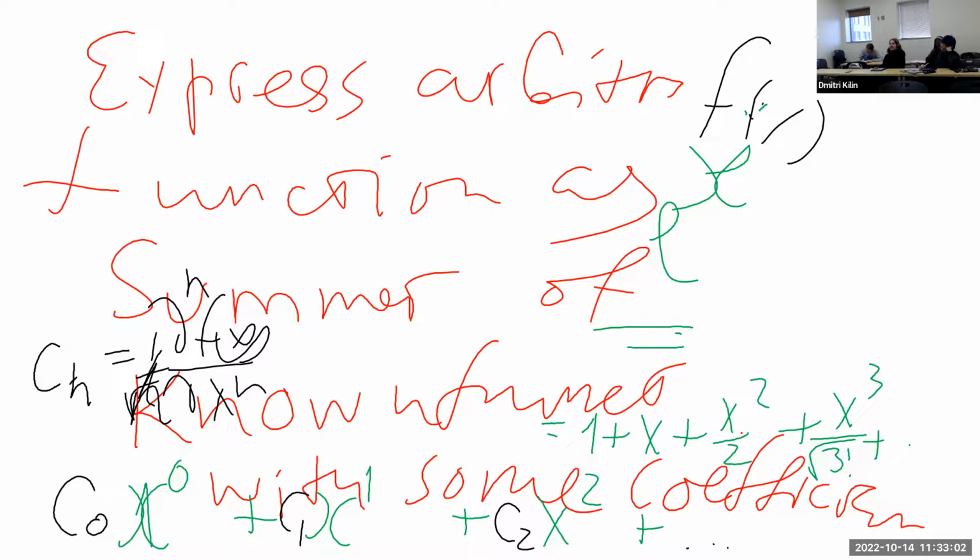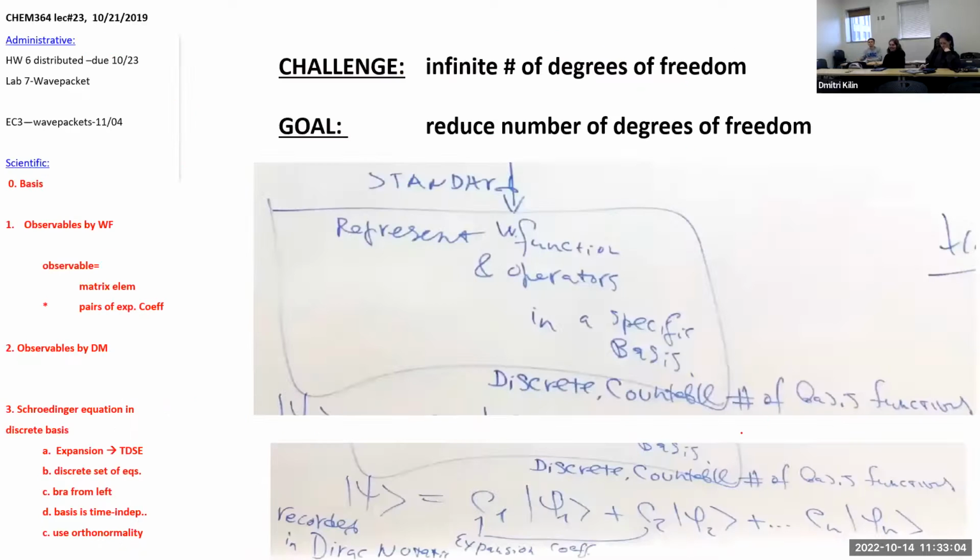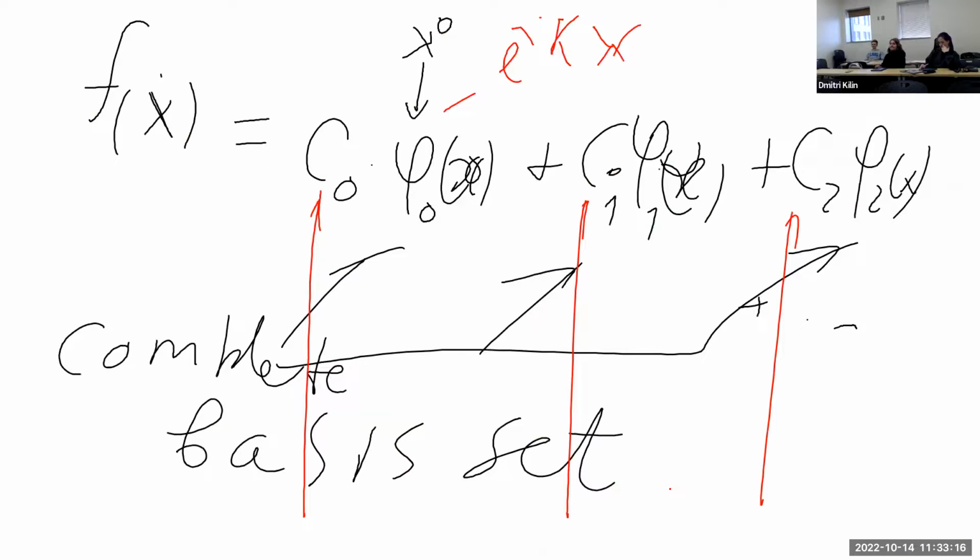Okay. I'm tired of reading myself. So here we have basis functions phi1, phi2, and expansion coefficients C1, C2, right? This is the transition from continuous to discrete.